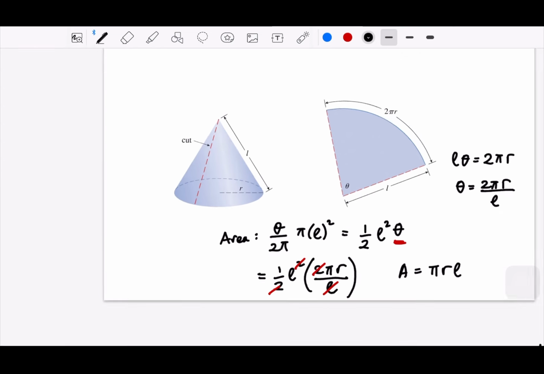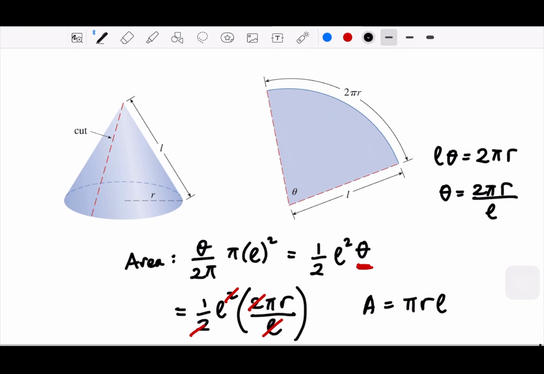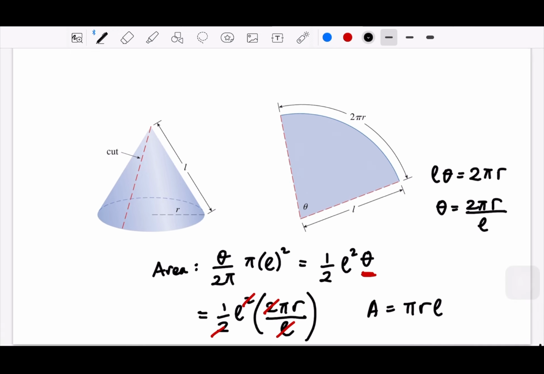So if you want to take notes for this, I think this is just basic geometry, right? But the interesting part is the next part, in which we are going to cut the cone. So we are going to cut around here. I will show you in the next page.